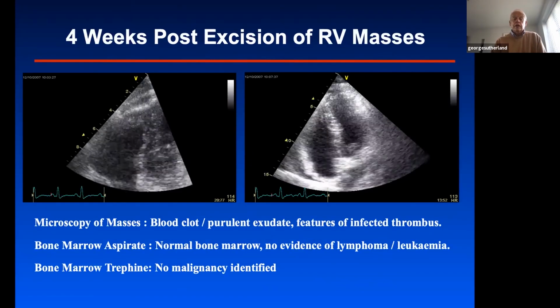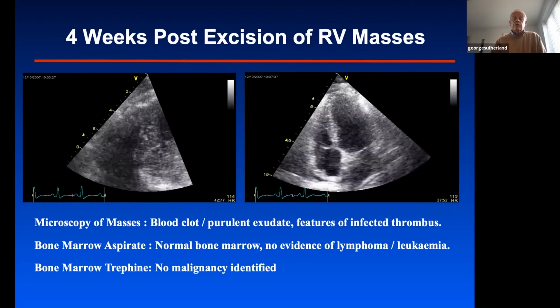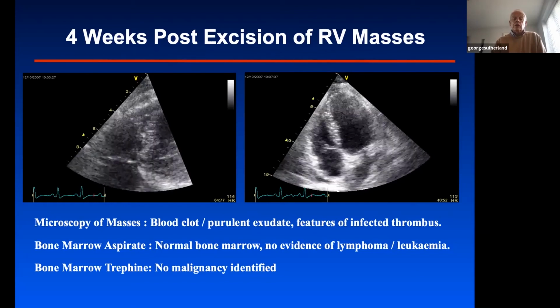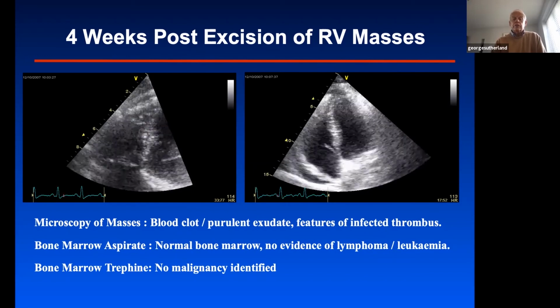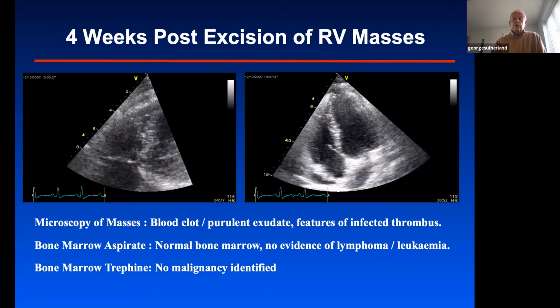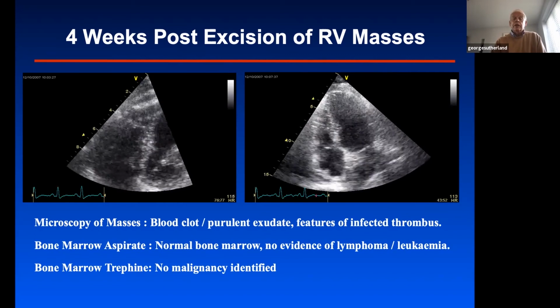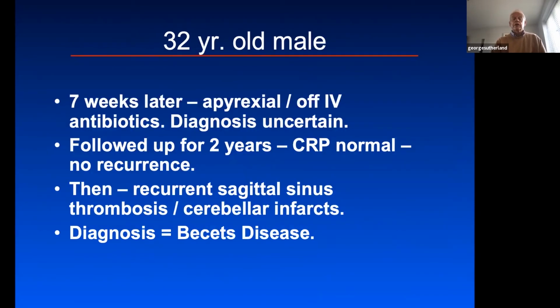And indeed, this was effective and removed the masses. The masses showed blood clot, purulent exudate, and features of infected thrombus. His bone marrow was normal, and he had no malignancy. Seven weeks later, he was apyrexial and off antibiotics. For 2 years, he was followed up with a normal CRP.